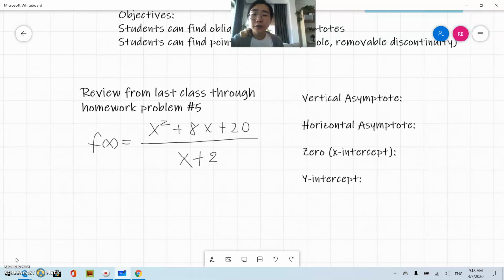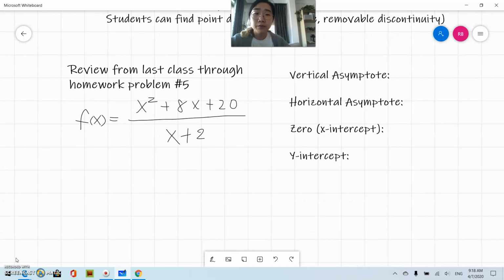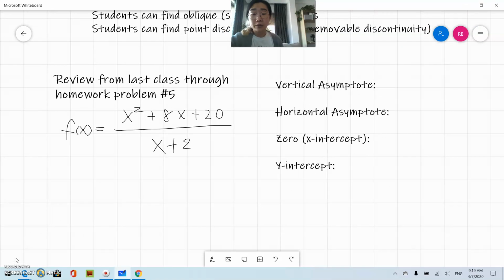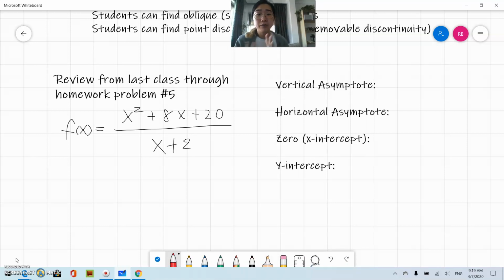All right, so we are going to start with a problem from your homework from last section, which was number 5. I didn't want you to graph this, but I wanted you to find the vertical and horizontal asymptotes based on how we learned it, and then x-intercepts and y-intercepts. So let's start with the vertical asymptote. Vertical asymptote was found by setting the denominator equal to 0. So x plus 2 is equal to 0. So then x is equal to -2, and that is my vertical asymptote.